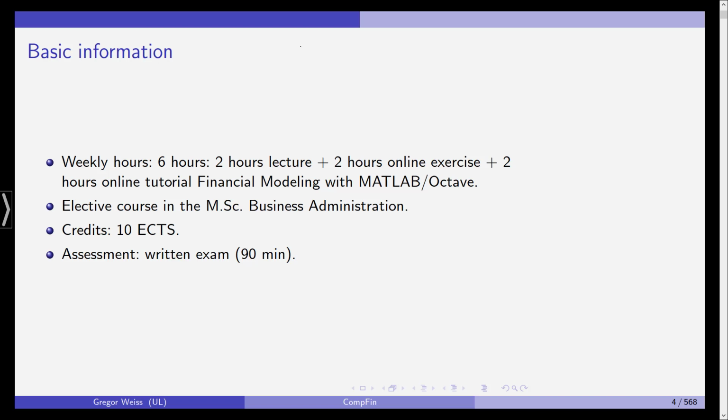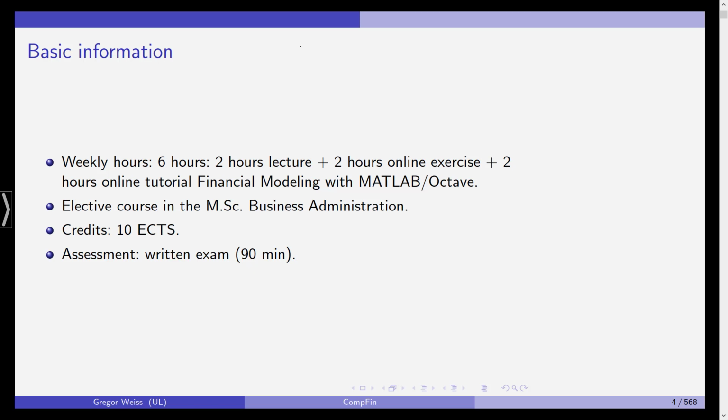The basic information, I'm probably sure you've already seen this. This is a 6-hour class. We have this 2-hour lecture here, live every week. We have a 2 hours online exercise meant to show some example questions and some mock exams. And we also have a 2 hours online tutorial on financial modeling using Matlab or Octave. Both of these exercises and tutorials are online only, on demand. We are linking those, putting up the links to those classes in the Moodle class as we speak.